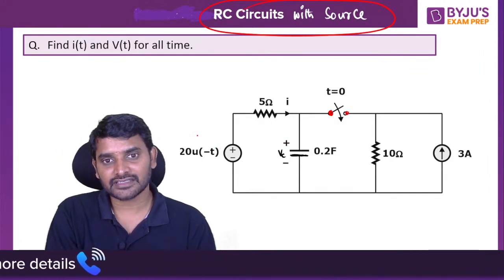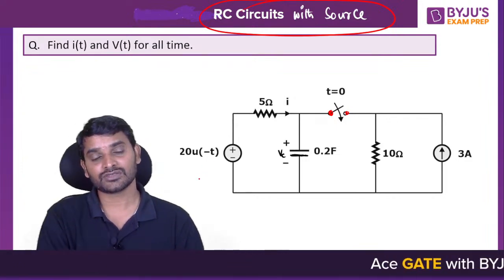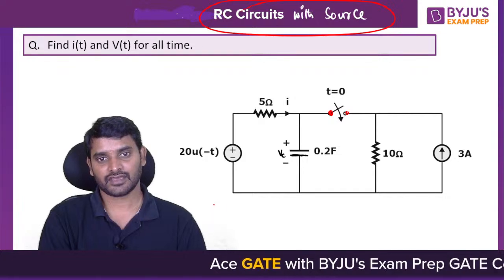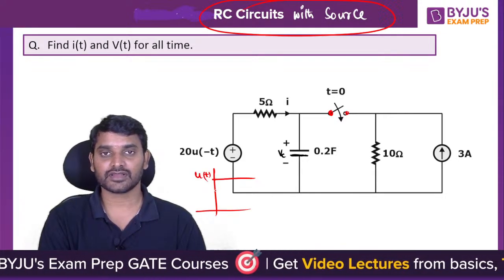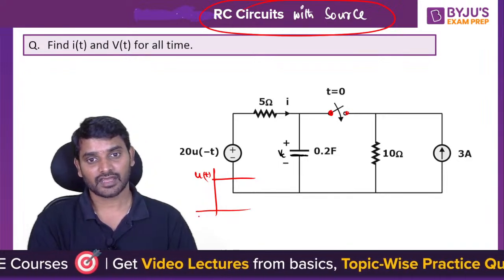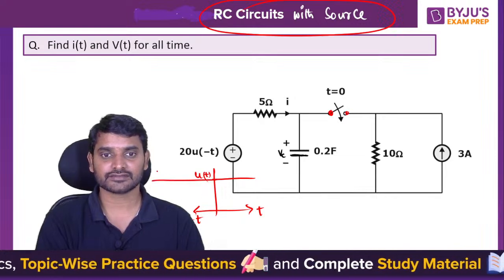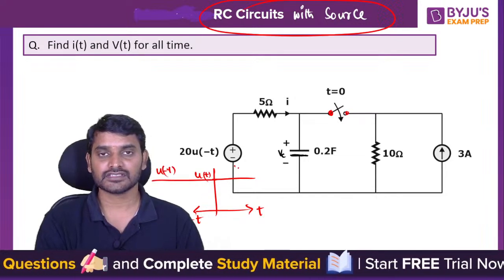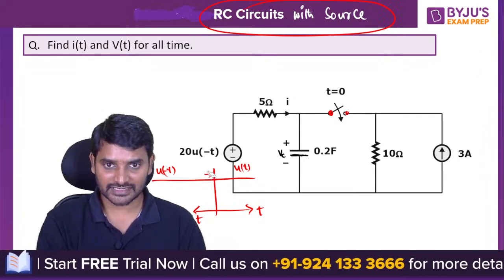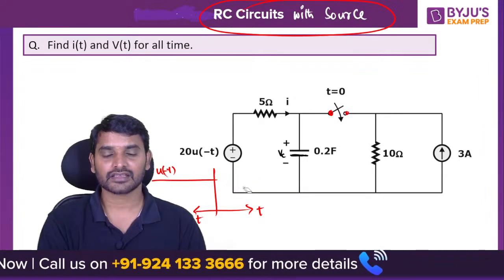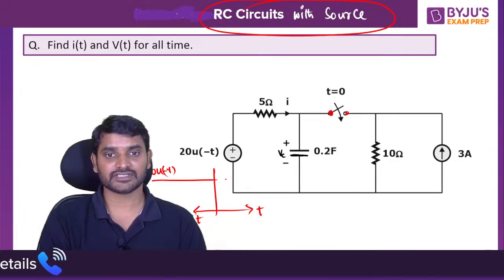By the way, this voltage source is given as 20 into u of minus t. The u of t signal will be generally like this. This is the u of t signal. If it is u of minus t, this is positive time and this is negative time. So u of minus t will be like this, and u of plus t will be like this. So I have u of minus t. Let us take this magnitude as 20.